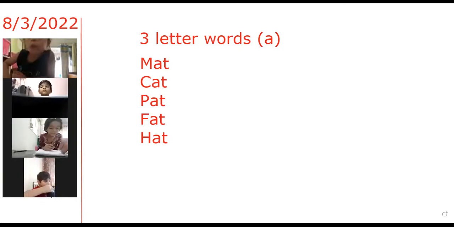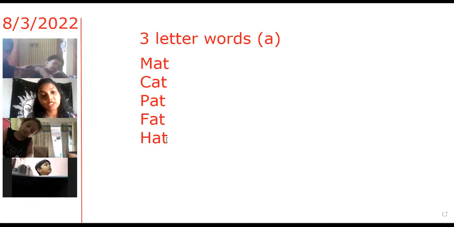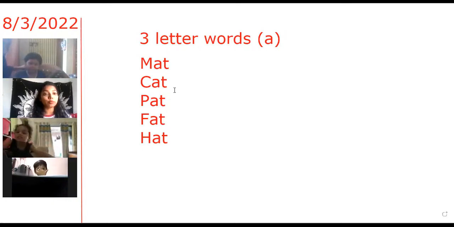And the last one, Khadija. Yeah, say this one. Hat. A. Perfect. Very good. Well done. So you have to practice, Khadija, okay? Practice this at home. Only these 5 words. All right. Okay, Ezan, can you try?